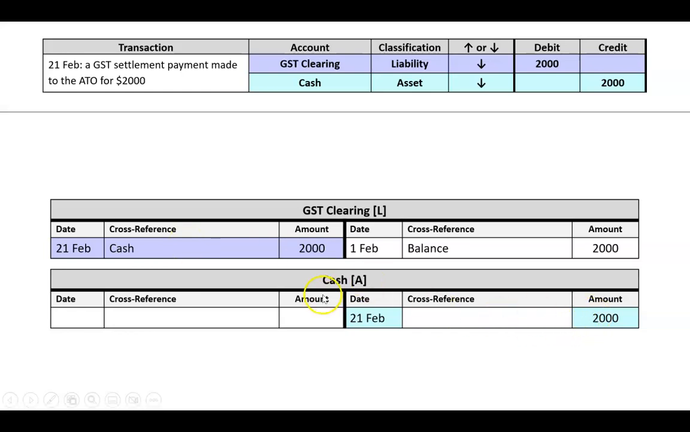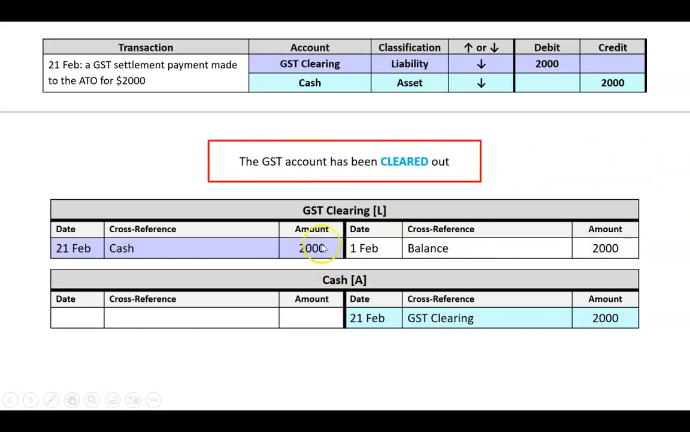All right, what else? Well, I've got to go to cash here. There's a credit of 2,000. Where will I find the debit? I will find it in an account called GST Clearing. And there we go. What we can see here with the GST Clearing account is it had a balance of 2,000 as a liability, and I paid it, so now it's zero. So what we say is that GST account has been cleared out, and that is why we call it GST Clearing.